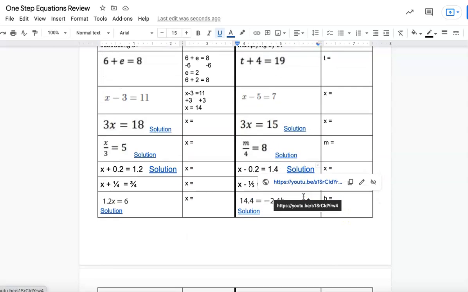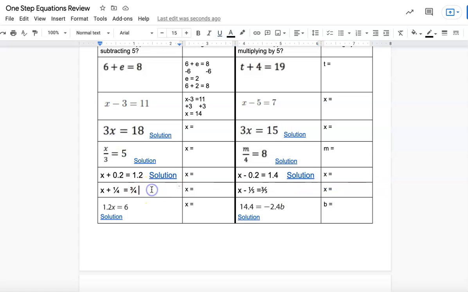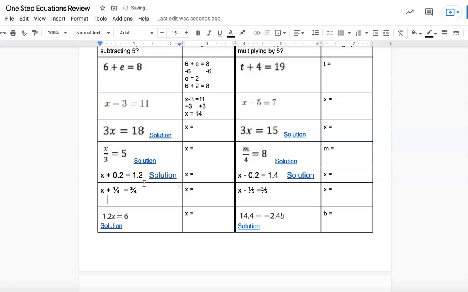Okay. And then I'm going to go ahead and finish up with the fraction ones. For these fraction ones, if you're adding 1/4, the opposite would be to subtract 1/4 from both sides. And then when you do that, you're left with x equals 3/4 minus 1/4. Remember, subtracting fractions with the same denominator, you subtract the top, which equals 2, and leave it over the bottom, and you don't subtract the bottom.